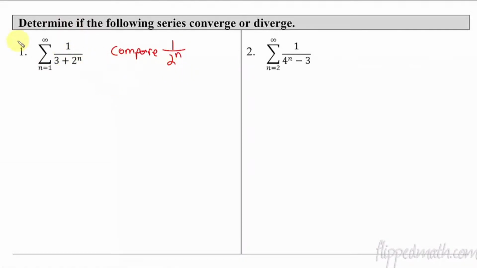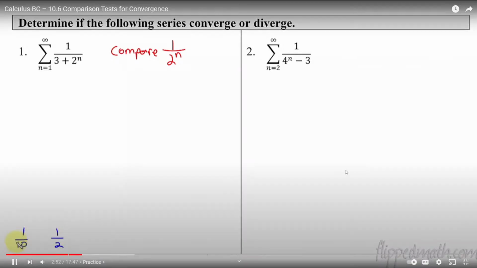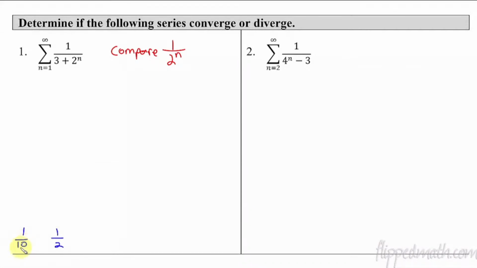Now, which one of these is larger? I'm going to remind you of something right down here in the corner. If I have the fraction 1/10 and the fraction 1/2, which one is larger? 1/2 is larger, right? Half is much larger than a tenth. So if the number on the bottom, in the denominator, is larger, then the whole fraction is smaller, right?